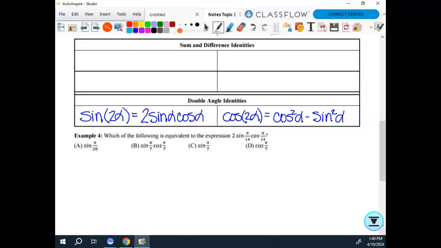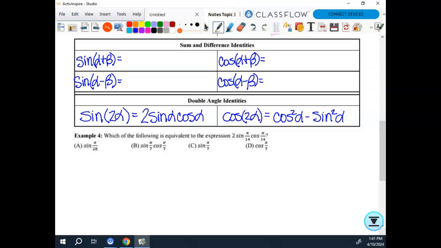Okay? And then I'm going to let you copy these from the top, but here's what I want you to write in. I want you to do the sine of alpha plus beta and the sine of alpha minus beta. That's why those are called the sum and difference identities. And then here, cosine of alpha plus beta and cosine of alpha minus beta. Okay. Y'all go ahead and fill those in.